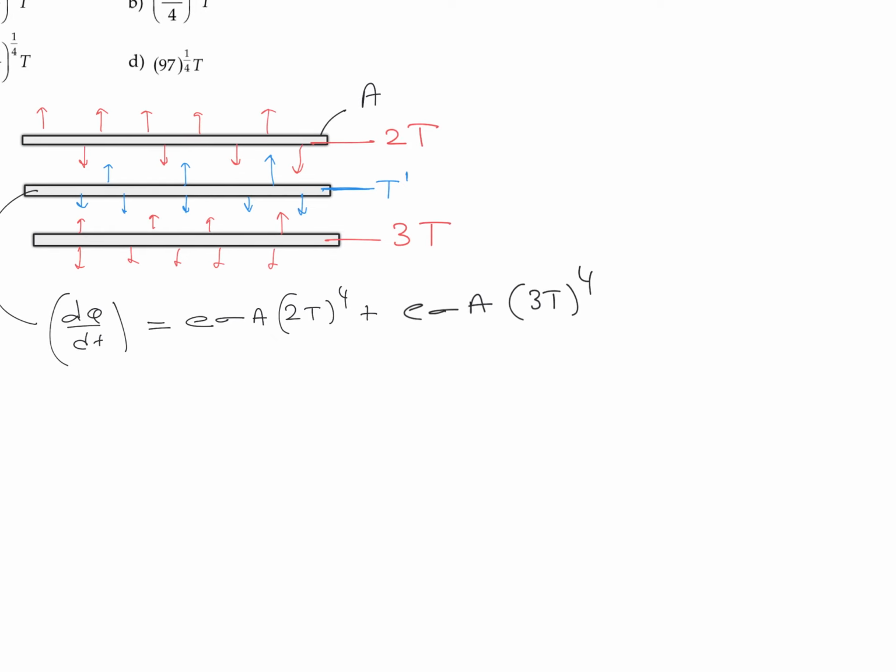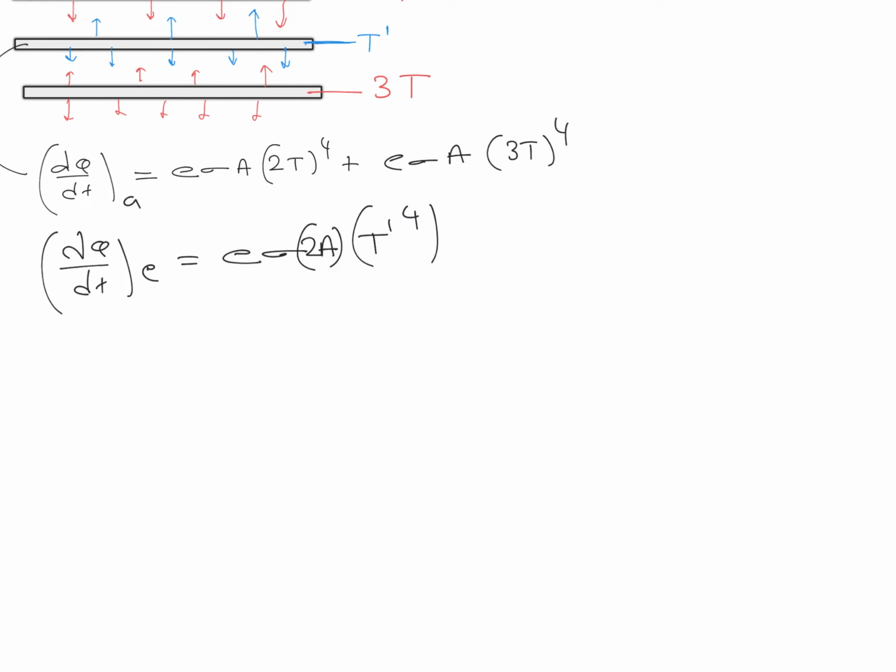This amount of energy absorbed is equal to the amount of energy emitted by the second plate, and the energy is emitted from both surfaces, the upper surface as well as the lower surface. So we can write E sigma A into the temperature of the object, T dash, raised to 4, and such two surfaces are there, the upper surface as well as the lower surface. So total surface area we need to take as 2A.